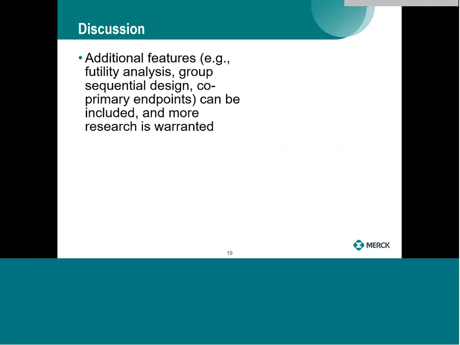So as the first discussion point, as I was alluding to during the talk, additional features such as futility analysis can be included in all those designs I talked about. Other features such as group sequential design and the inclusion of co-primary endpoints can also be included. And it's sufficient to say, since this trial design is new, more research is warranted, especially on how to implement it in the real-world setting, given all those considerations.